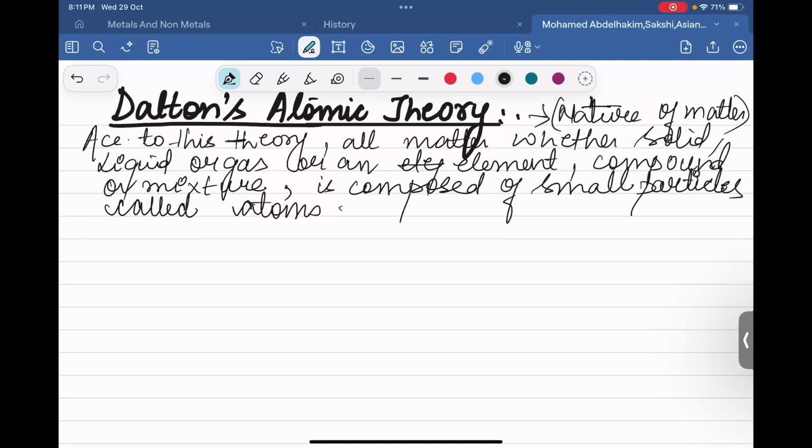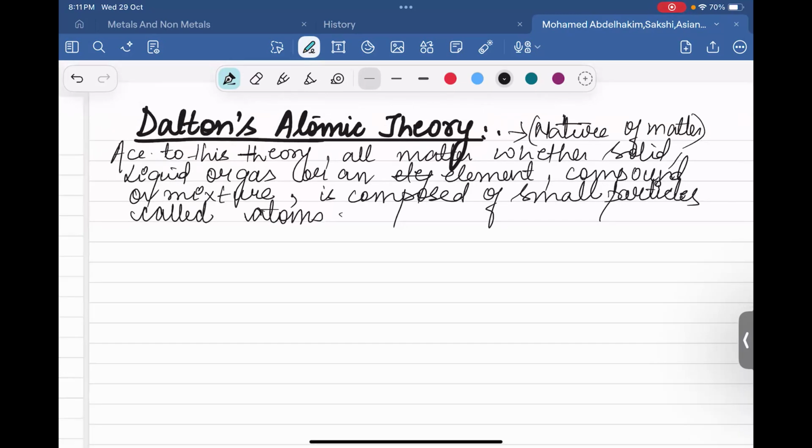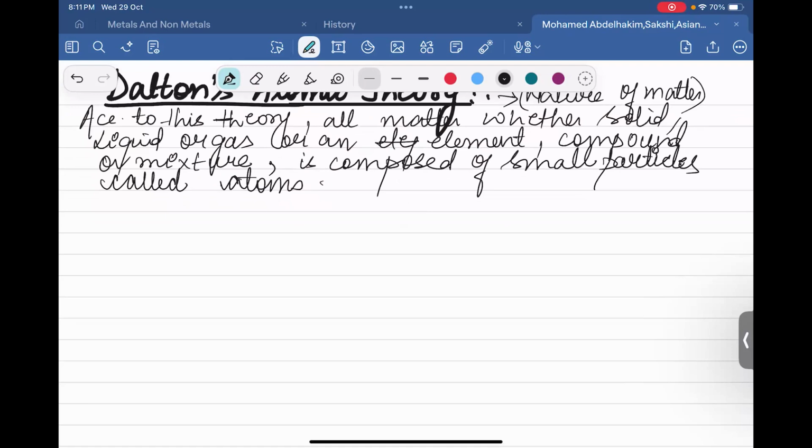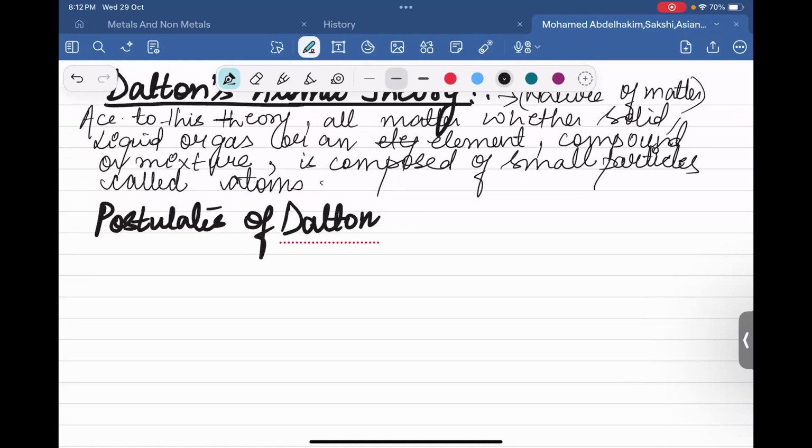Called atoms. Not so difficult. So basically, Dalton has provided some assumptions, or we can say some postulates of this theory. We are going to study the postulates of Dalton's atomic theory. It is very, very important.